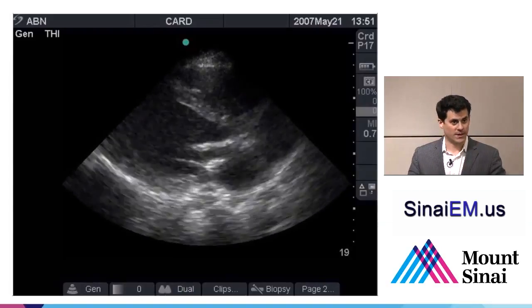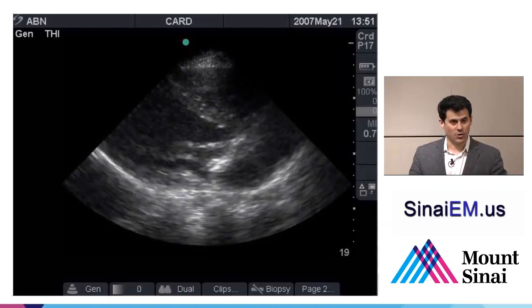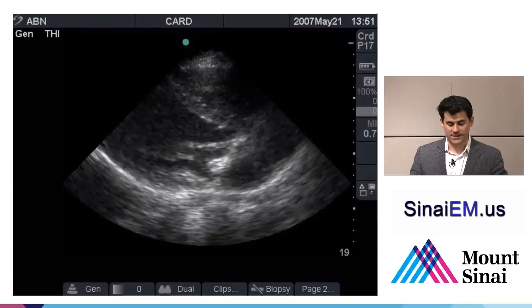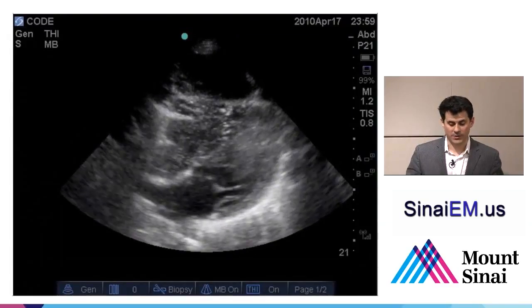And we see there's no cardiac contractility. There is no movement of the walls together. There's no thickening. There's a cardiac standstill. And this has an incredibly poor prognosis.